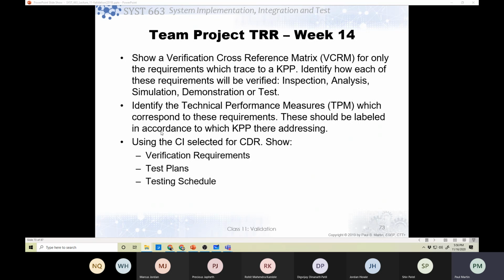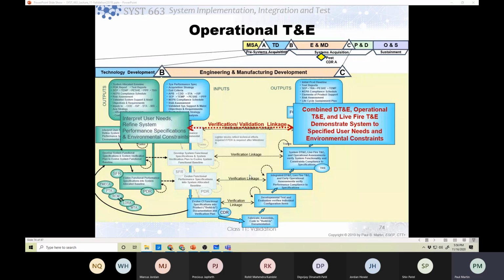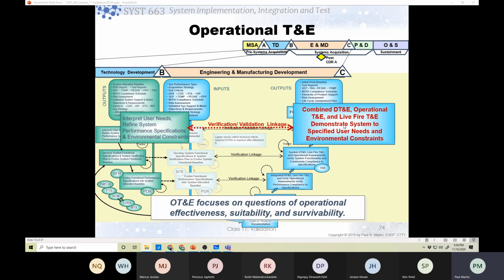Also, don't forget that you should identify your technical performance measures when it comes to your configuration item. What are you actually looking at in order to make sure the item is being built correctly, and your verification requirements for that item, your test plans, and your test schedule for that. All right. And what I kind of do now is talk about how operational T&E is actually, well, first your developmental T&E where you're combining it with operational. There are some verification and validation links, but operational testing and evaluation goes beyond just the actual effectiveness of the performance. They want to know, is it suitable as well as survivable? Those are also important.